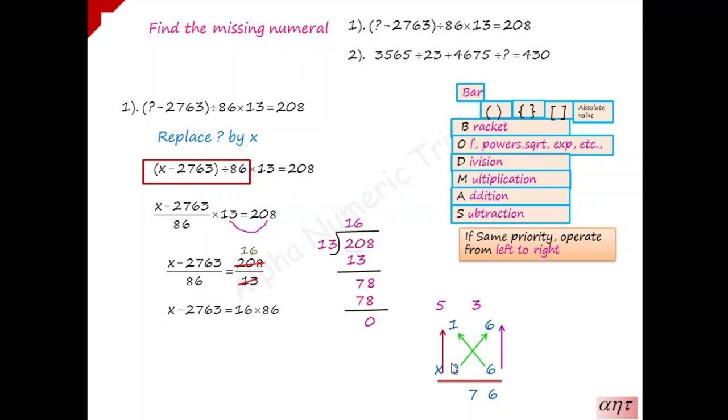1 into 8 is 8, 8 plus 5 is 13. Okay, so here, using Vedic mathematics, we can get the product of these two numbers easily, and this video link is available in the description box. If you want, please have a look at it.